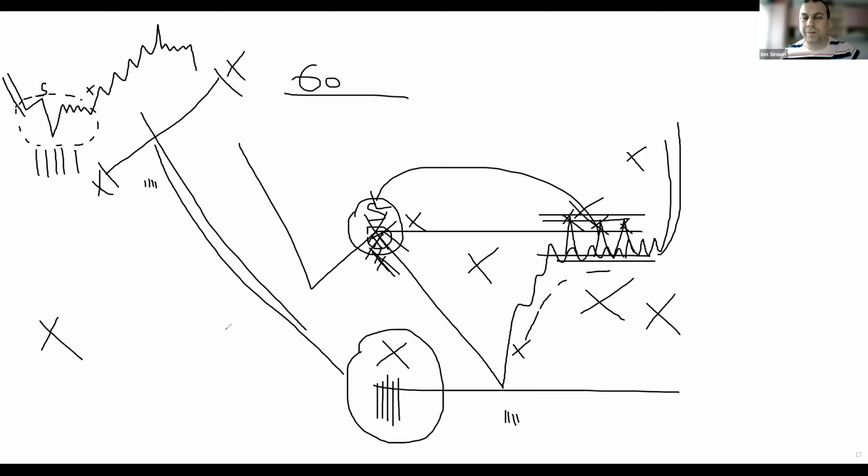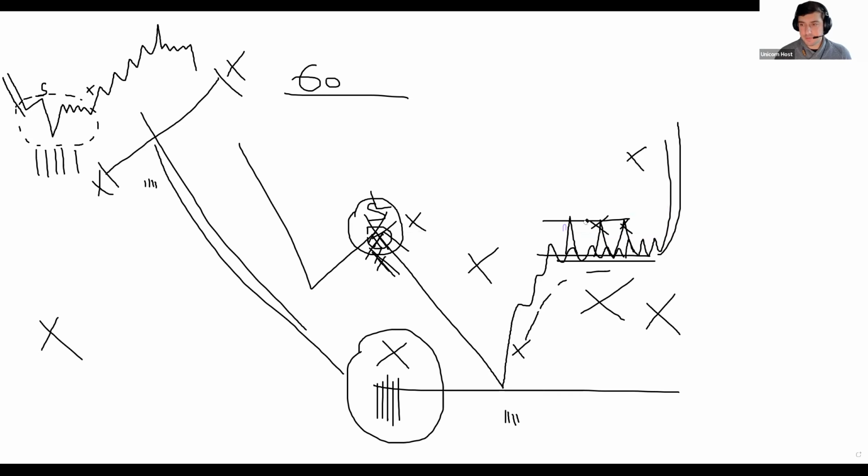I have a question here. What about these spikes? Are they wicks here, or also body? They could be body. They could be wicks. So let's say this one, it goes up as a body, and it comes down right away as a body as well.